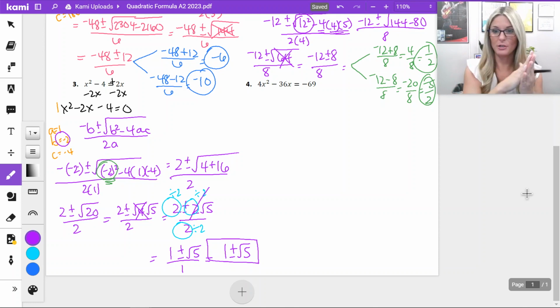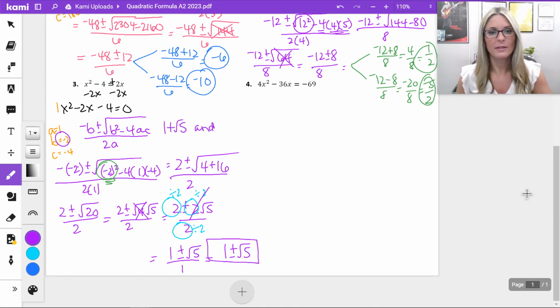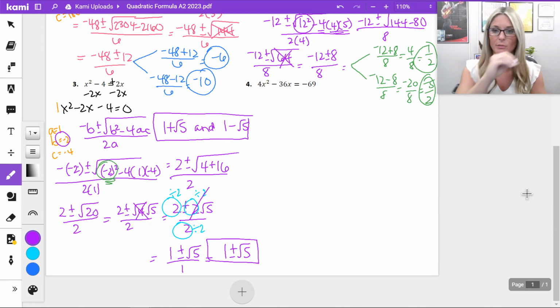On Delta Math, you can write them separately. You could write 1 plus the square root of 5 and 1 minus the square root of 5, or Delta Math has that plus or minus symbol that you can utilize and write it as 1. But those are our 2 places. They're not pretty. They are going to be very decimally and ugly, but that's just where our parabola is crossing. Again, not at a beautiful x value, and that's okay and normal.